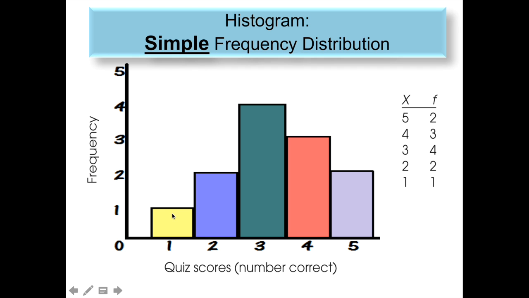Right, so I had one person score a score of 1. I had 4 people score a score of 3. Okay, so this is what the data looks like numerically. A histogram allows us to look at this data graphically. Okay, again, this is a simple frequency distribution histogram.